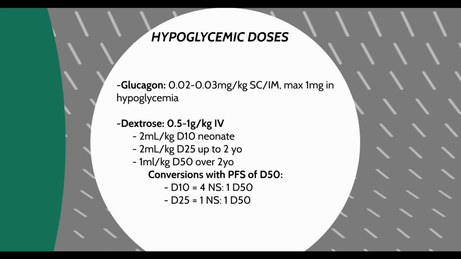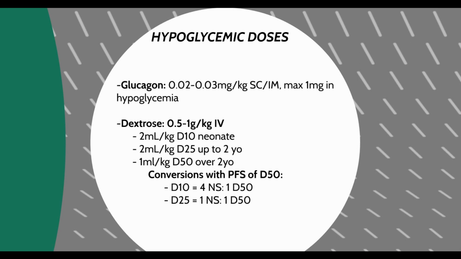So your dose of D10 for a neonate is going to be 2 milliliters per kilogram. So get the child's weight, do the math, and multiply that by 2. All right. You get the child's weight in pounds, divide by 2.2, and multiply that by 2. And that's how many milliliters of D10 you want to administer. Apply that principle for patients that are 30 days old to 2 years old.